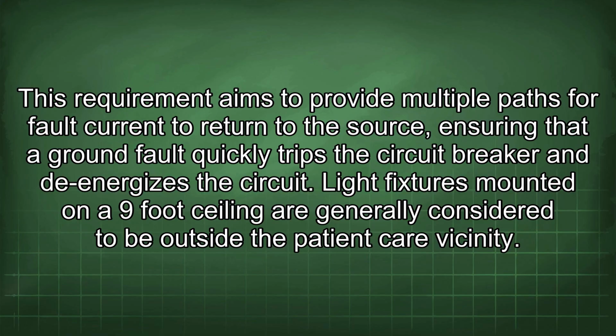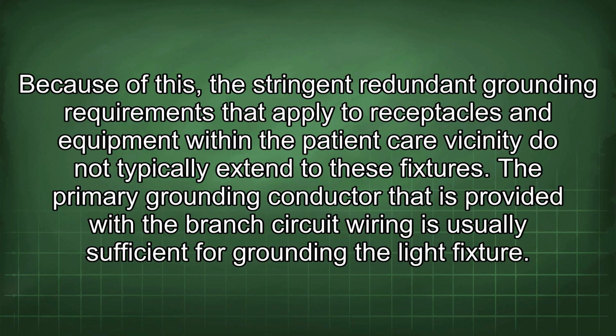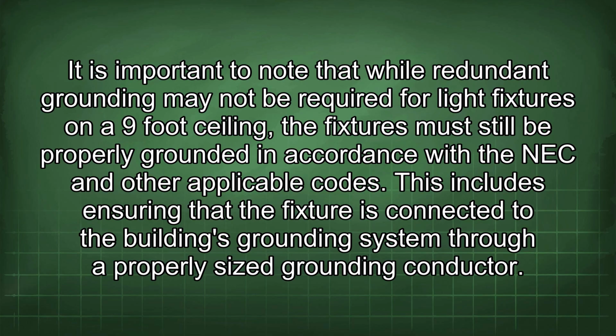Light fixtures mounted on a 9-foot ceiling are generally considered to be outside the patient care vicinity. Because of this, the stringent redundant grounding requirements that apply to receptacles and equipment within the patient care vicinity do not typically extend to these fixtures. The primary grounding conductor that is provided with the branch circuit wiring is usually sufficient for grounding the light fixture. It is important to note that while redundant grounding may not be required for light fixtures on a 9-foot ceiling, the fixtures must still be properly grounded in accordance with the NEC and other applicable codes.